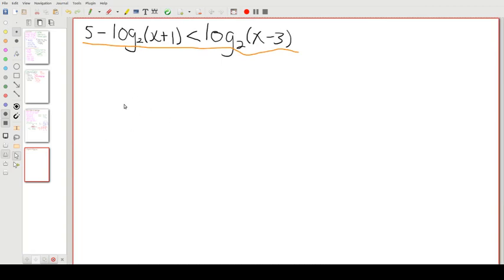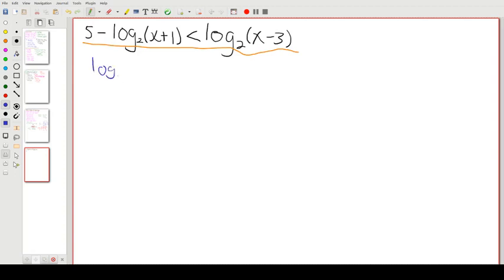Okay, let's tackle this problem. So this one, we've got 5 minus log of x plus 1 with the base 2 is smaller than log of x minus 3, also with a base 2. So first thing we want to do is we want to convert this also into a base 2. Right, so we know that anything, so let's just start doing that.